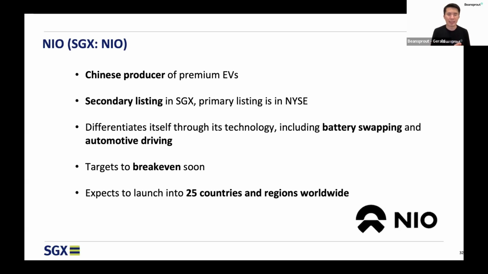While it is currently loss-making, the company targets to be break-even in 2025. So they have actually stated this as something that they are moving towards, because naturally, I think a lot of investors will be wondering whether they can sustain this loss-making mode for an extended period of time. We talked about the expansion of Chinese EV manufacturers to overseas markets. So likewise, NIO, they expect to launch into 25 countries and regions worldwide. Some of those that we shared earlier, such as in Norway, Germany, and that will continue to expand as they try to increase their reach beyond China.